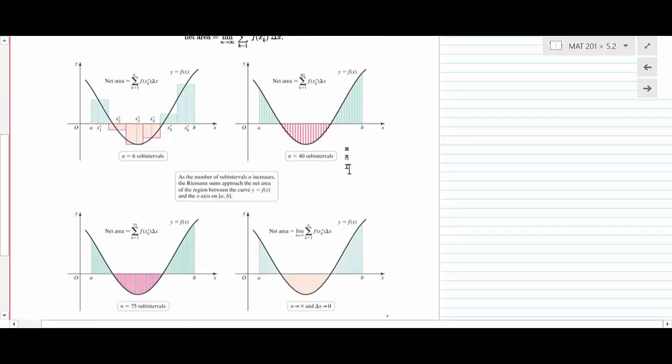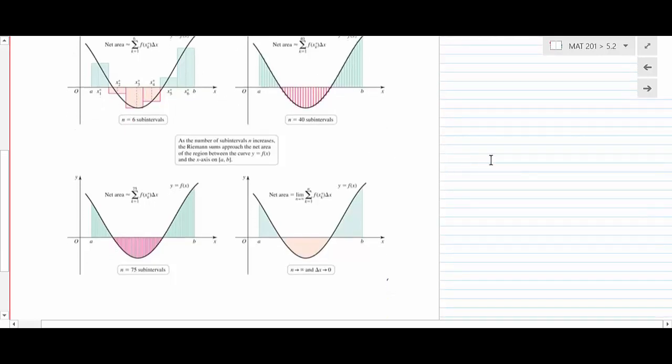Okay, so let's see. That's mostly what I want to show you on that, and these are just some ideas of showing you how the rectangles work, like with 6 subintervals versus 40 subintervals and so forth. So the idea is this one is more accurate than that one, correct? Everybody understand that? Okay, we've already talked about that, okay?